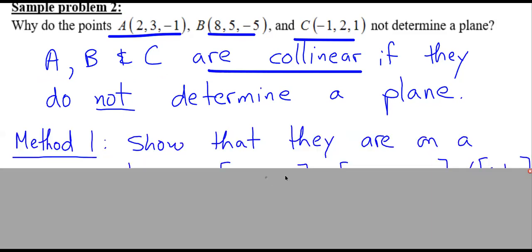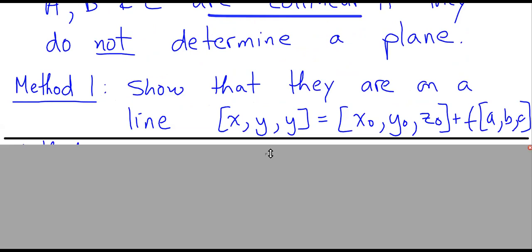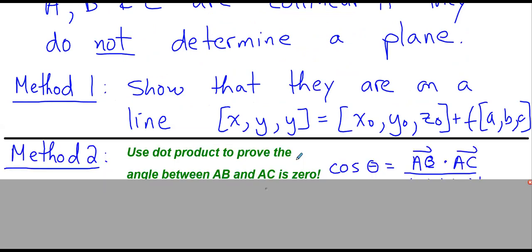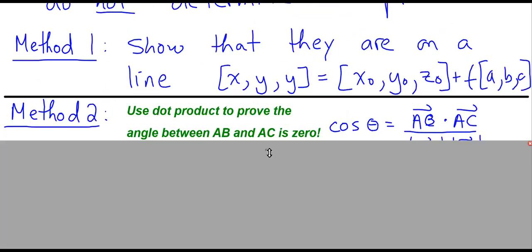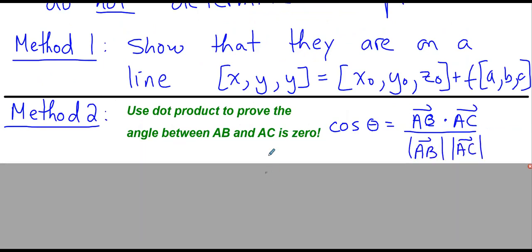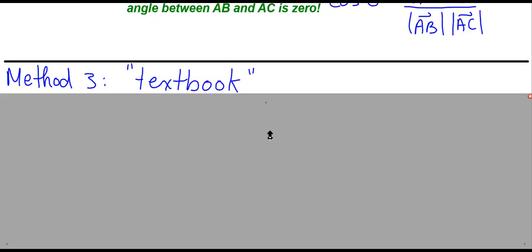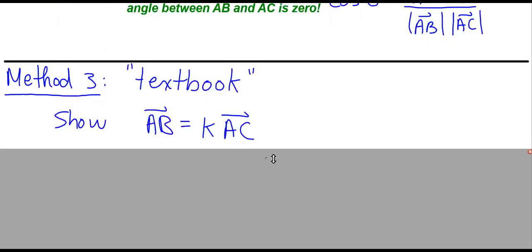So there's different ways of showing this. You can show that they're on a particular line. There's method 1. You can use your dot product to go ahead and show that. So again, we've looked at collinear aspects before. The more textbook style solution, at least the textbook that you folks have been using, is once again showing that there's a scalar multiple between vector AB and AC.